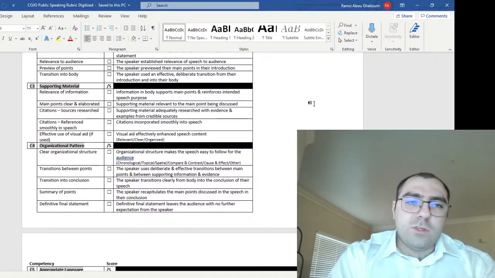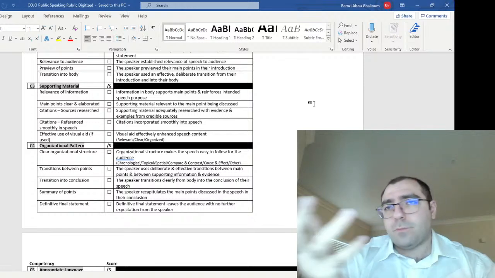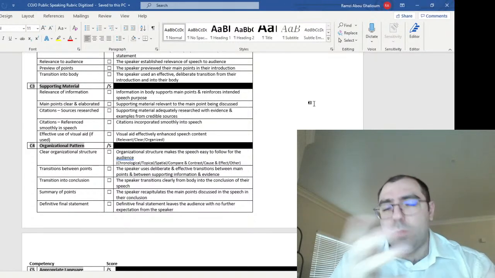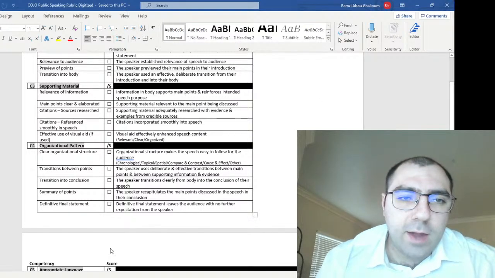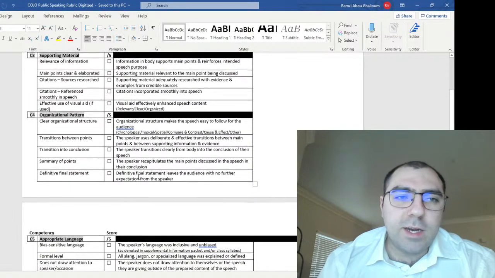And then effective use of visual aid if used. If you're doing a visual aid speech and you don't have a visual aid, then you're not going to get the points for this specific category or for this specific criteria. All right.